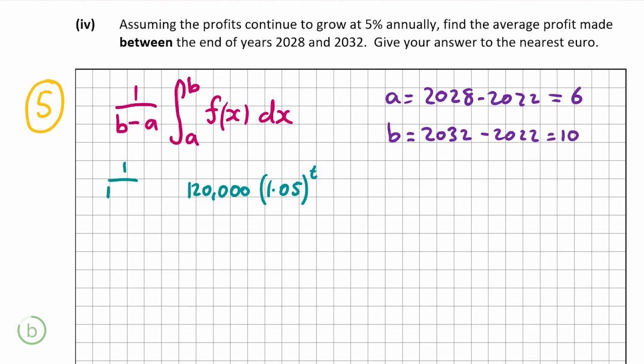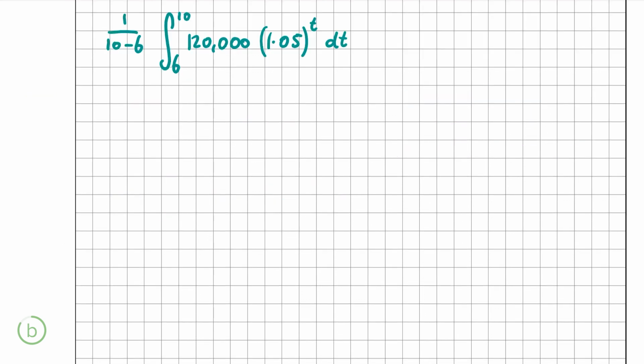So that's going to be 1 over 10 minus 6 times the integral that goes from 6 to 10 of 120,000 times 1.05 to the power of t dt. So we're integrating with respect to t. Now in the marking scheme, you'll see n instead of t and then dn. Both of these are the exact same, and you get the same answer either way. So 1 over 10 minus 6 is obviously 1 over 4, and the 120,000 is a constant, so we can bring that outside the integral, and then we're going to integrate from 6 to 10 of 1.05 to the power of t dt.